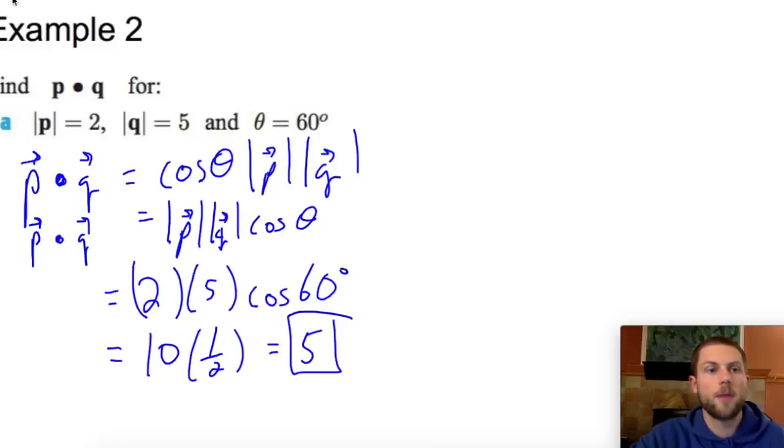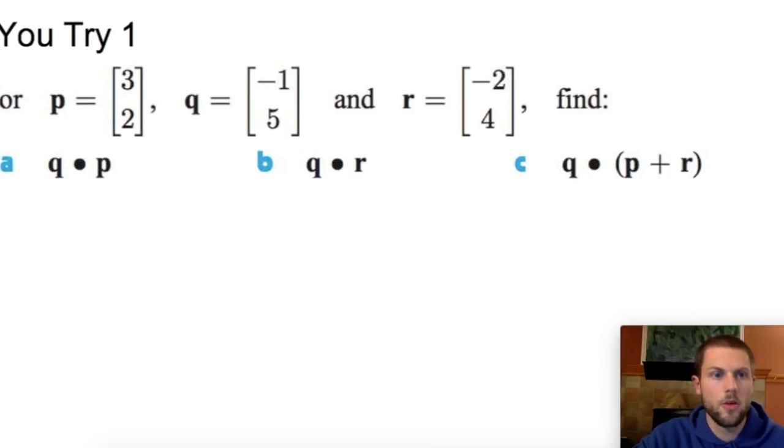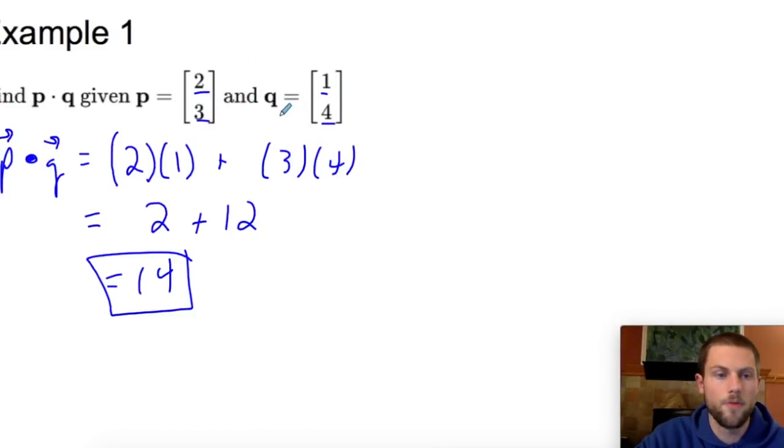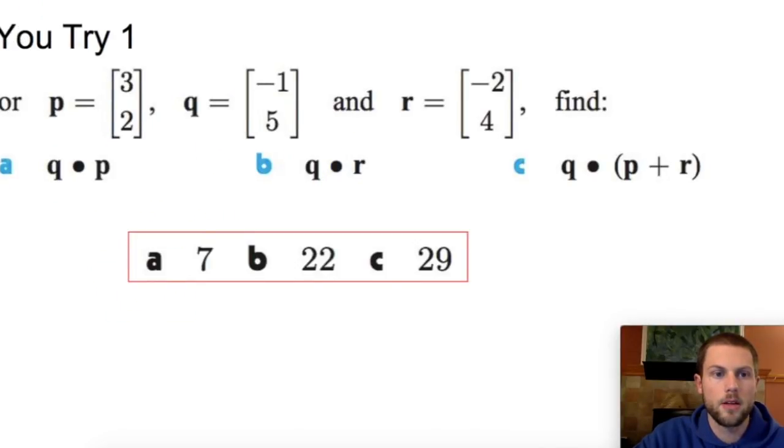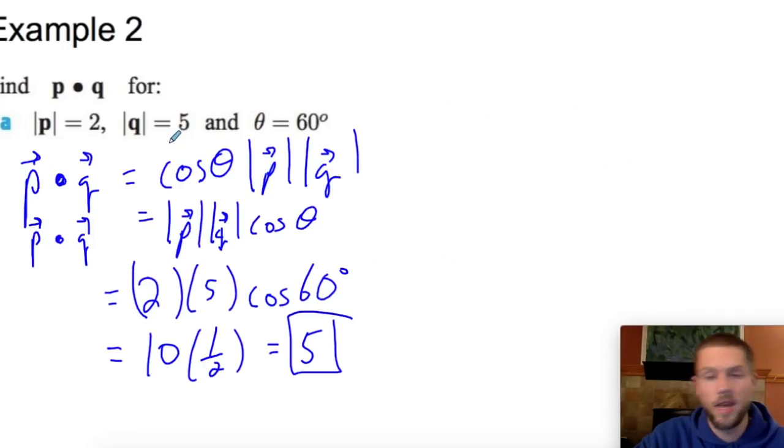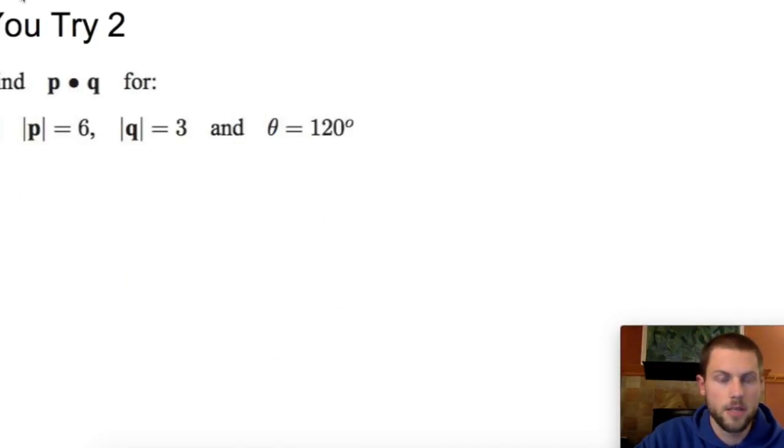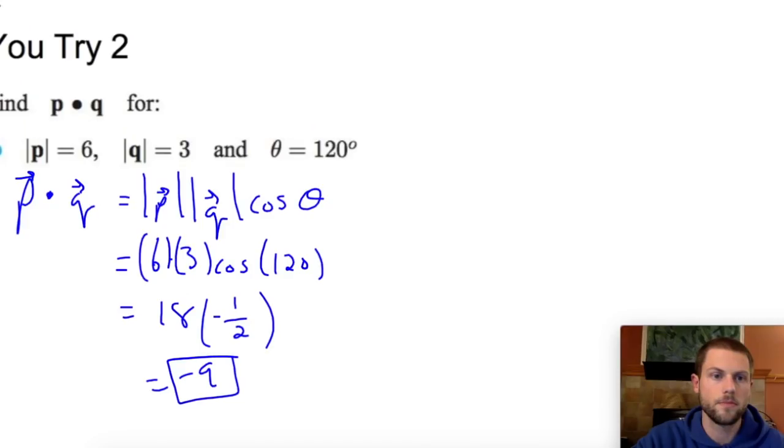So, reviewing here, we can find the dot product in component form, or we can find the dot product if we're given magnitudes and an angle in between the two vectors. So why don't you give this next example a shot, very similar. Pause the video and resume when you're ready to see the answer. All right, so this is my working out for this problem here. The solution comes out to be -9.